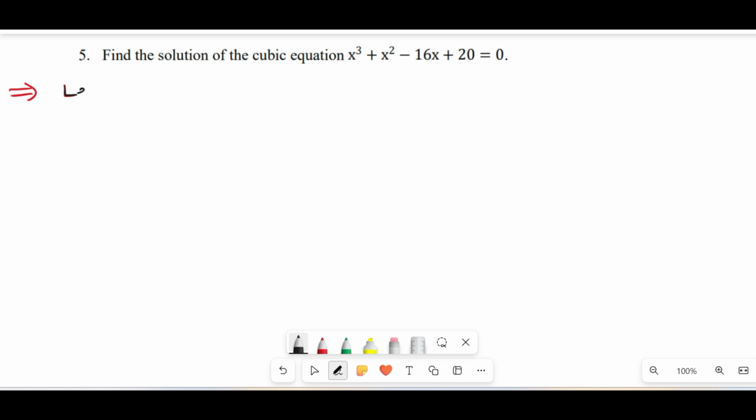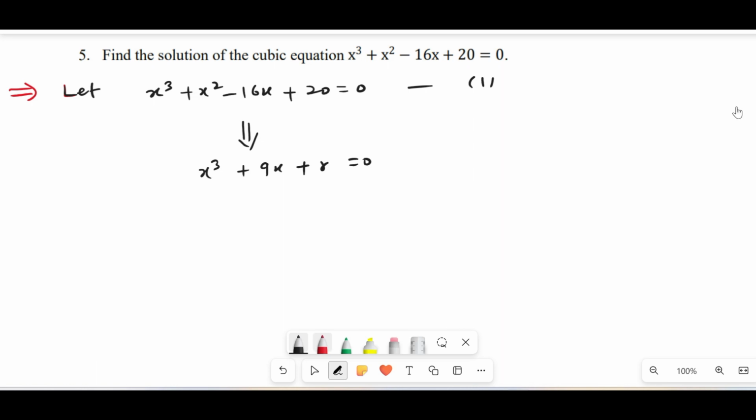So now let us consider the given equation x cube plus x square negative 16x plus 20 is equal to 0, that is equation 1. So now we need to convert this equation into the form of x cube plus qx plus r is equal to 0. That means we need to eliminate the second term of equation 1.